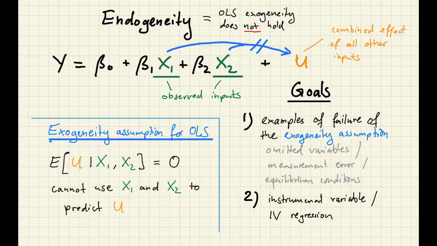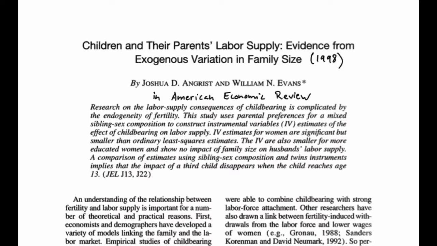If we cannot find a linear regression model that satisfies the exogeneity assumption for OLS regression, maybe because of any of these reasons, then there are alternative estimation strategies that we can use. And in this video, we're going to talk about one such strategy that is called instrumental variable regression. We'll introduce IV regression based on an economic example based on the paper on maternal labor supply by Josh Angrist and William Evans that we have talked about before.